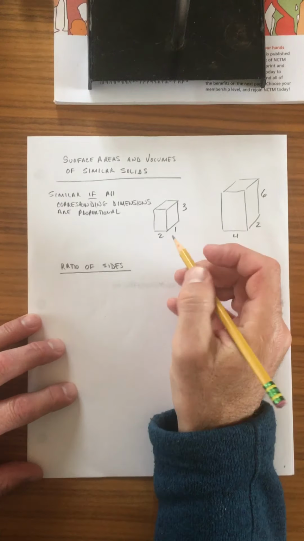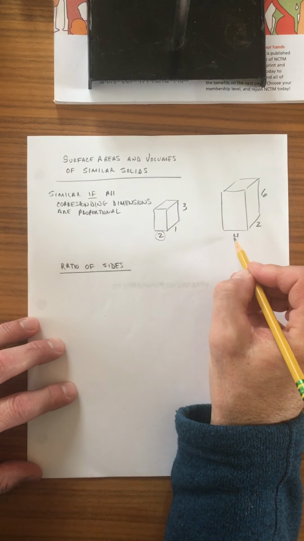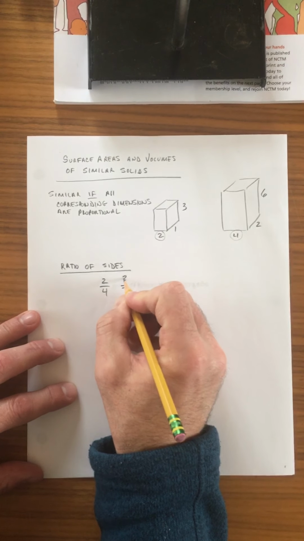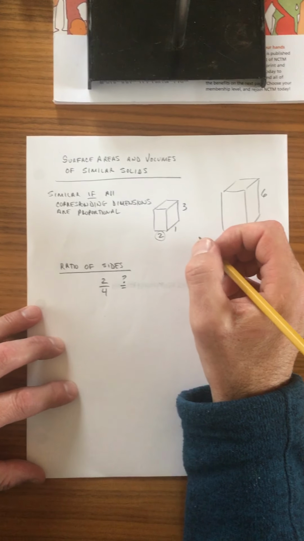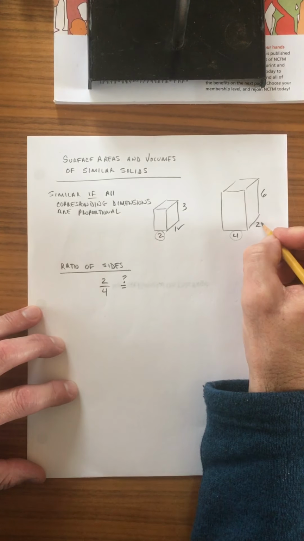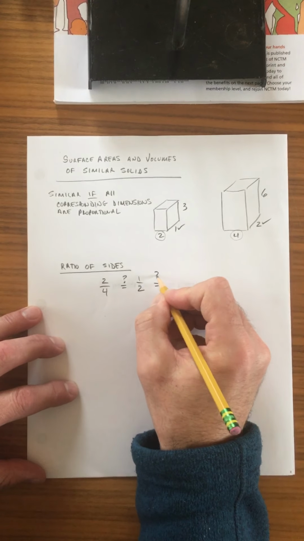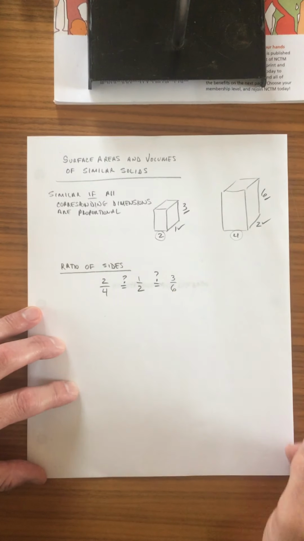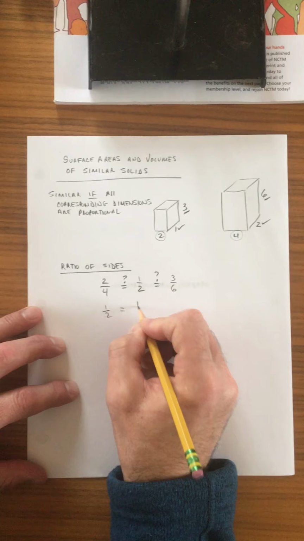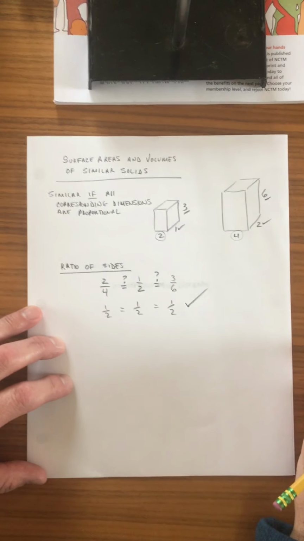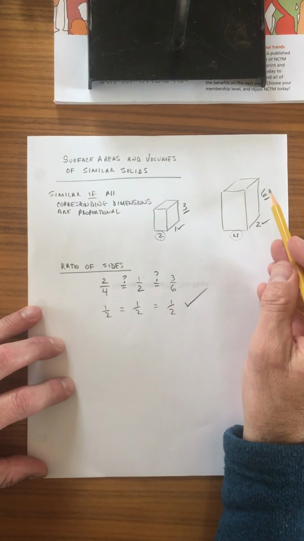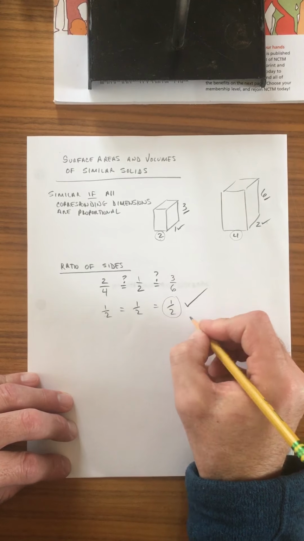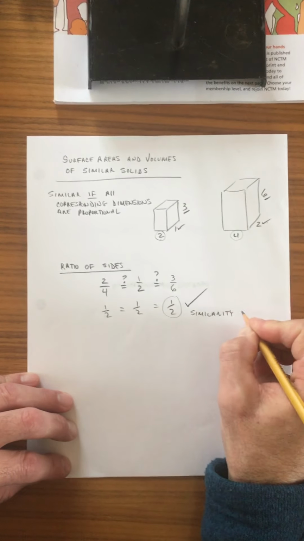Let's find out. So let's find corresponding sides. So this side and this side are corresponding. And so we can do a proportion, 2/4. And then we can ask ourselves, what's the ratio or the proportion of the next corresponding sides, which would be 1 and 2. And are those proportional to the remaining corresponding dimension, 3/6? And in fact, 2/4 is a half, which equals a half, and 3/6 is a half. So check. All the corresponding dimensions are proportional, so these two solids are similar. And this would be the similarity ratio.